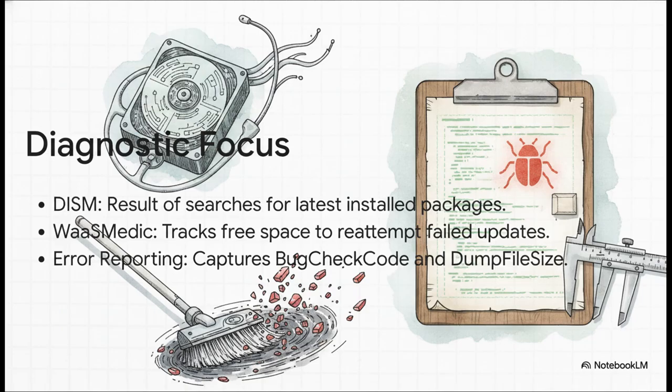But this required data is strictly functional and heavily focused on diagnostics for updates and recovery. For instance, WAS Medic events track your free drive space to figure out exactly why that huge Windows update just failed, and they'll even delete corrupt data stores to try again. Windows Error Reporting captures specific bug check codes and the exact size of your crash dump files to map out system failures. It's highly detailed, sure, but it brings immense relief to the engineers trying to keep this massive OS stable.